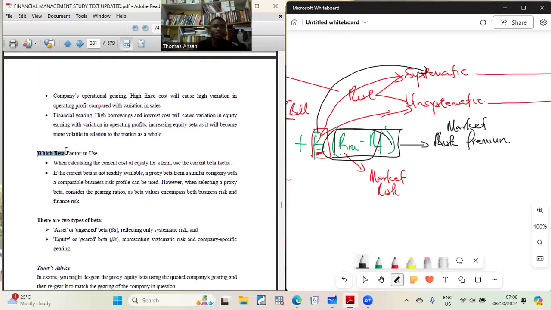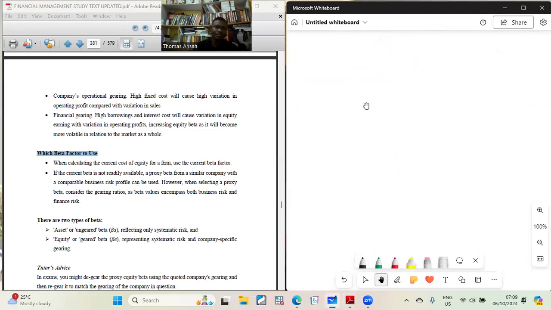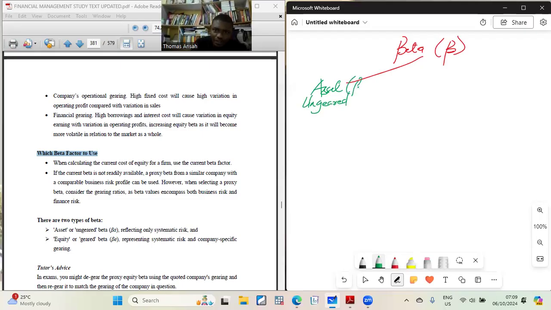Now, the question is: which beta factor is to be used? We said that the beta is systematic. All right, that is something you need to keep in mind. The beta we are using is systematic. Now, there are 2 types of beta anyway, so let's talk about them. We have beta assets. The beta for an asset is for an ungeared company. So beta asset is for the ungeared. We call it beta A.